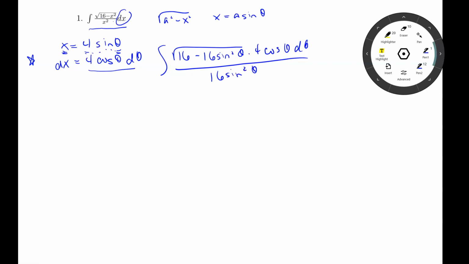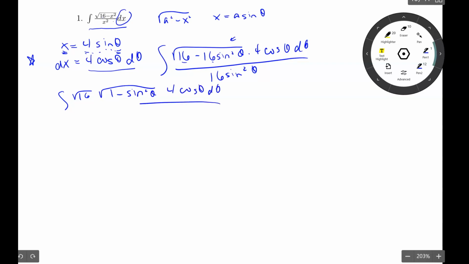Now, the reason you do this, remember, is to get rid of the radical. So let's spend some time in here so I can factor out root 16. I'm going to go slow so you see exactly what I'm doing. And then this 4 cosine theta, and then this 16 sine squared. So this is a 4, and this is a 4, and this is a 16, so all the numbers go away. That's kind of nice.